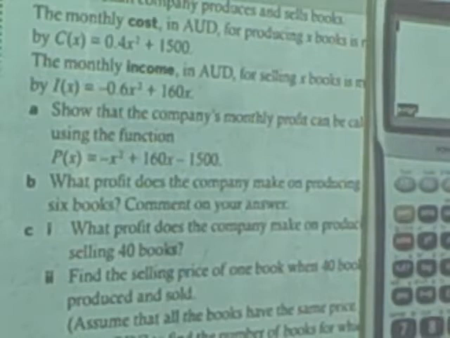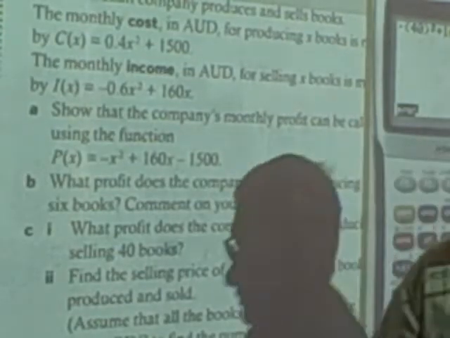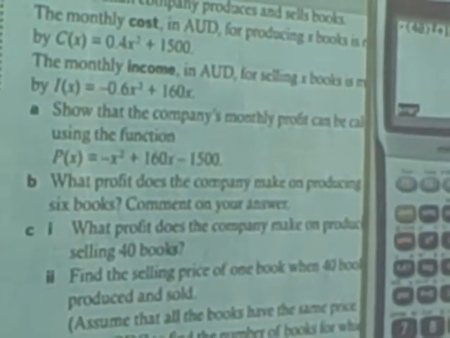All right, and then we'll just multiply out. We have, let's do the whole thing. We'll have negative 40 squared, okay? Then we're adding 160 times 40, and then we finish off by subtracting 1,500. All right, 3,300.